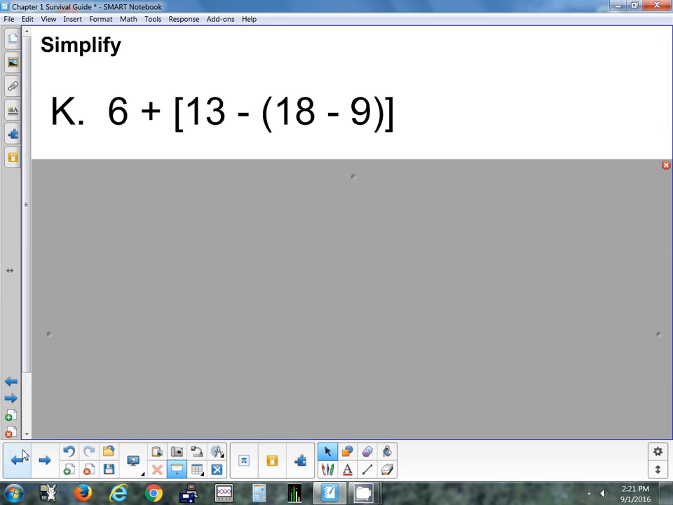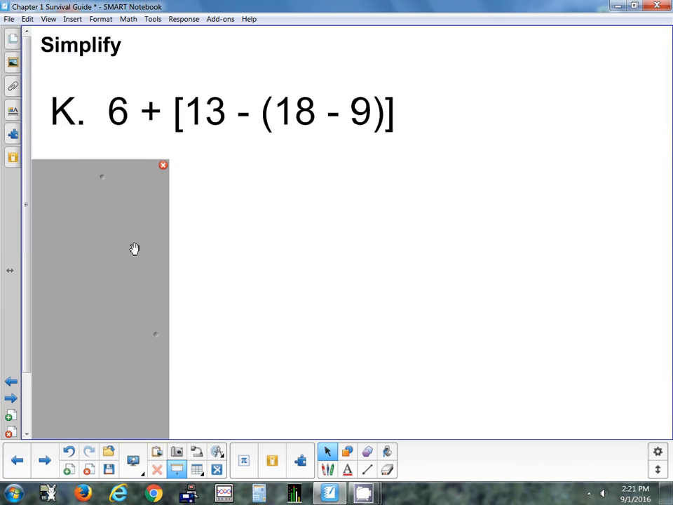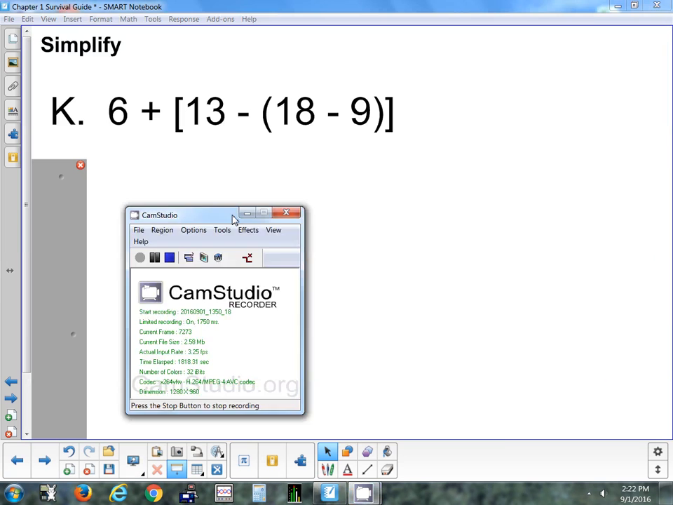All right, so same thing we've been doing. Order of operations, same exact thing. Don't get stumped by those brackets. Don't let those brackets scare you. They're not gonna hurt you, they're not gonna bite you.